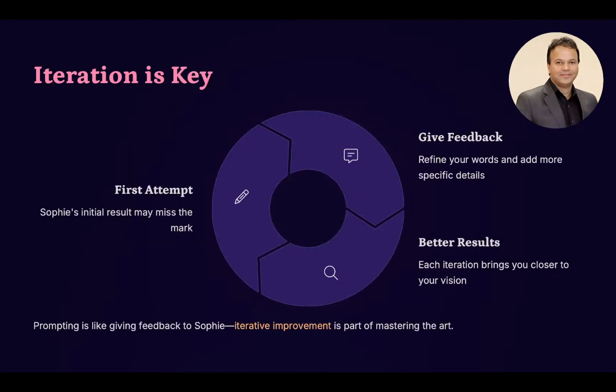It gives you a very good outcome. So what does it mean? Your iteration is also key. You tell Sophie to do something, she makes something, you give feedback, iteration happens, then next time she starts understanding, okay, this is what you're asking.